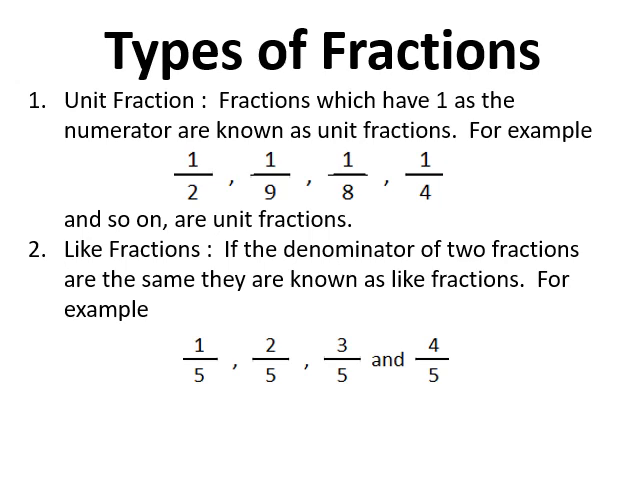The second type is like fractions. If the denominators of two fractions are the same, they are known as like fractions. For example, 1 by 5, 2 by 5, 3 by 5 and 4 by 5. Here you can see all the denominators are the same, that is 5, 5, 5, 5. So when your denominators are the same, you will call that fraction a like fraction.